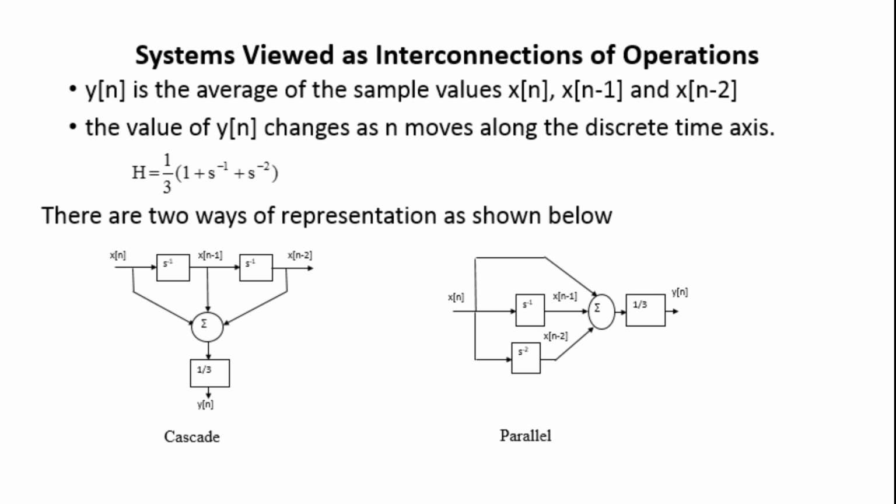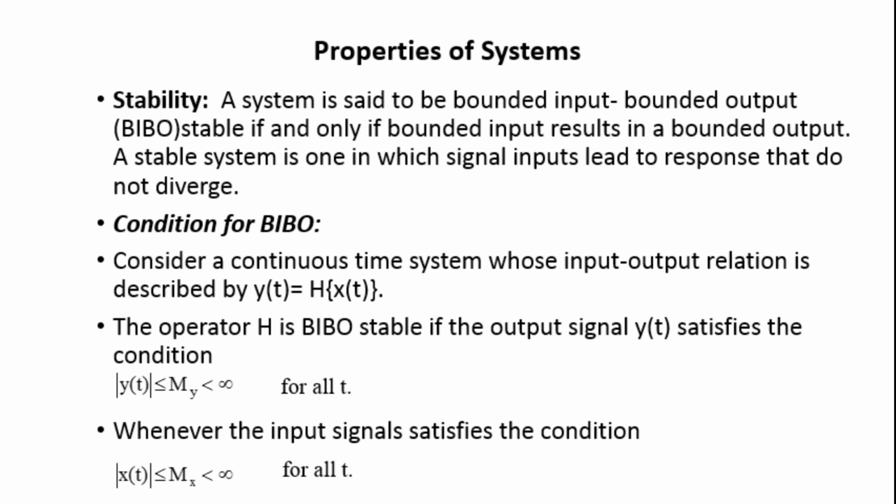There are two ways of representation as shown below. The first one is cascaded, as shown in the first diagram, and the second one is parallel connection, as shown in the second diagram. Next we are going to study the properties of systems.